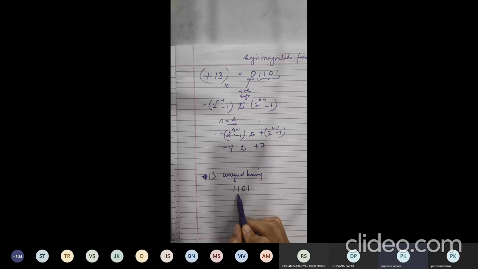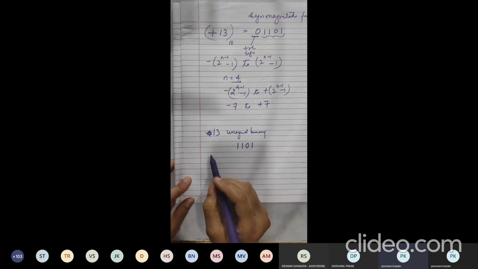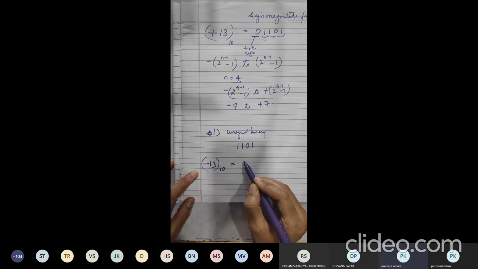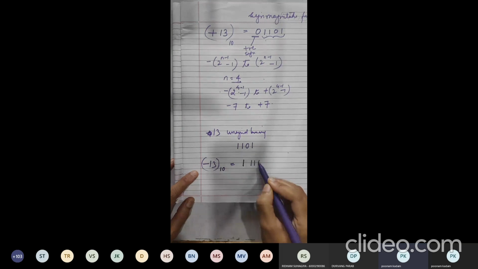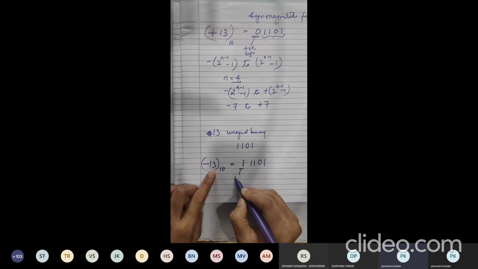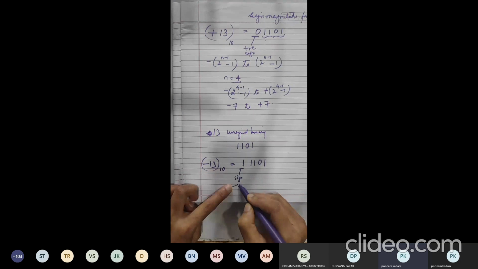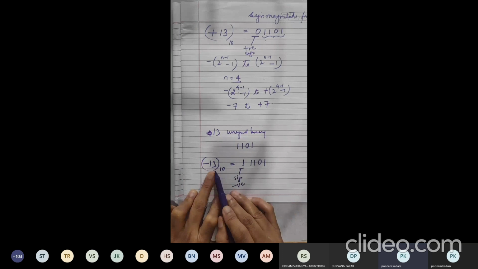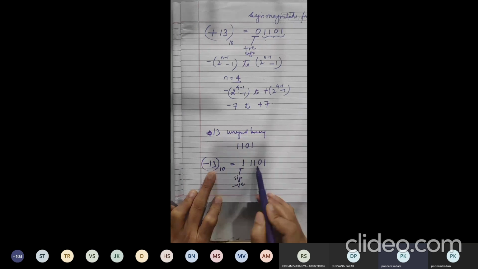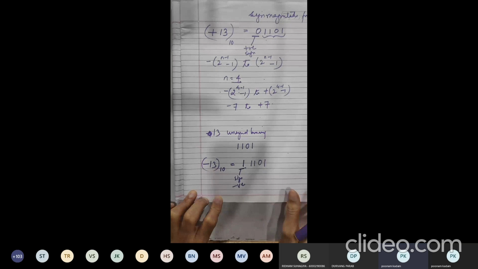Minus 13. How will you write minus 13 now? Minus 13 in sign magnitude form will be: the MSB bit you make 1, and the rest of the bits will be 1101. This is giving the value of the number 13, and this is telling the sign of the number, which means negative. So to represent minus 13 in sign magnitude form, you at least require 5 bits, where the first bit will tell the sign and the remaining 4 bits will tell the magnitude of the number. Is that clear?